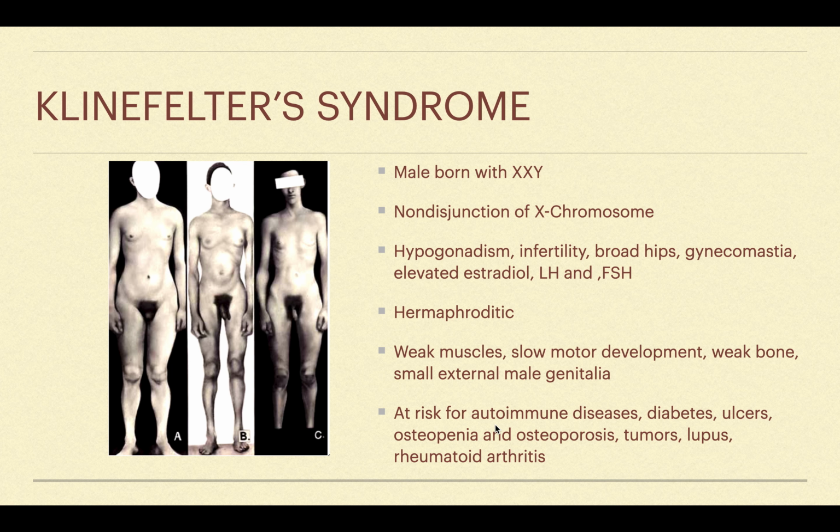These patients are at risk for autoimmune diseases, diabetes, ulcers, osteopenia and osteoporosis, tumors, lupus, and rheumatoid arthritis. You can treat them with androgen supplements, like testosterone shots, and they do really need calcium supplements and vitamin D supplements in order to strengthen the bones. And the external features can be corrected with plastic surgery.